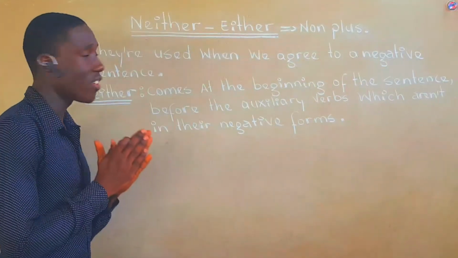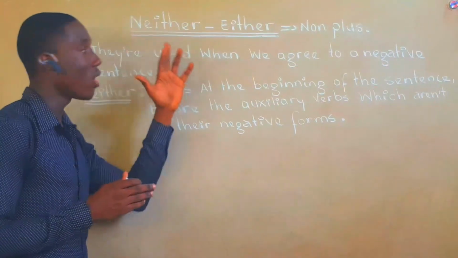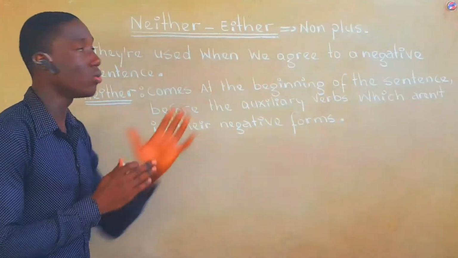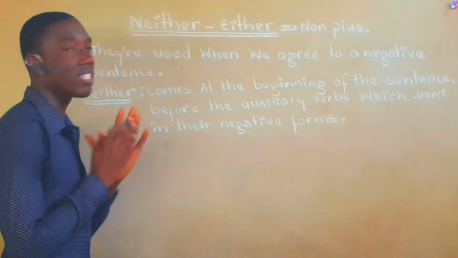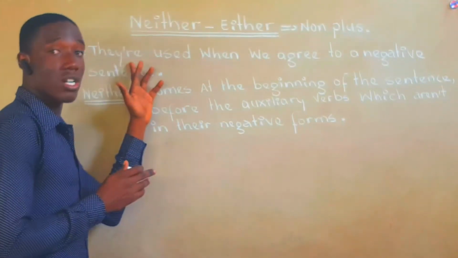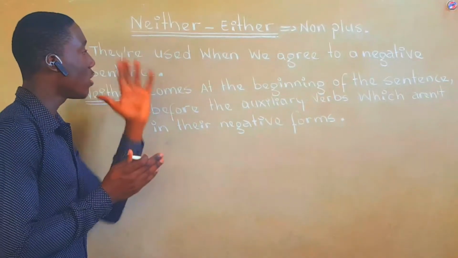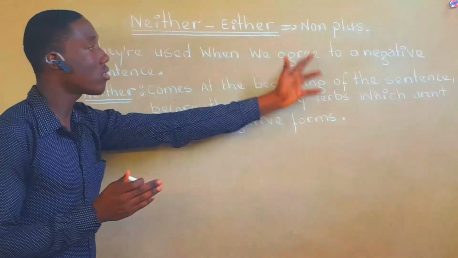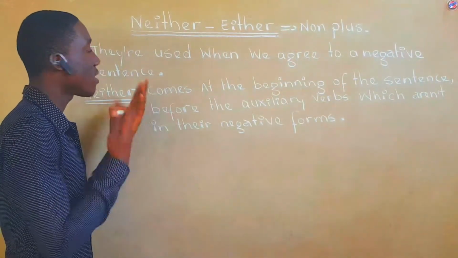Neither and either are used when we agree with a negative sentence.